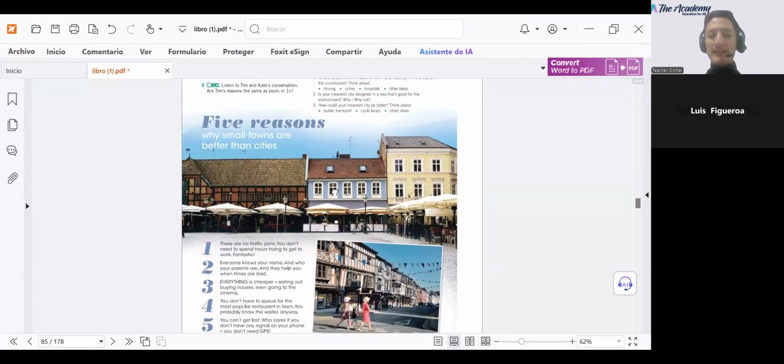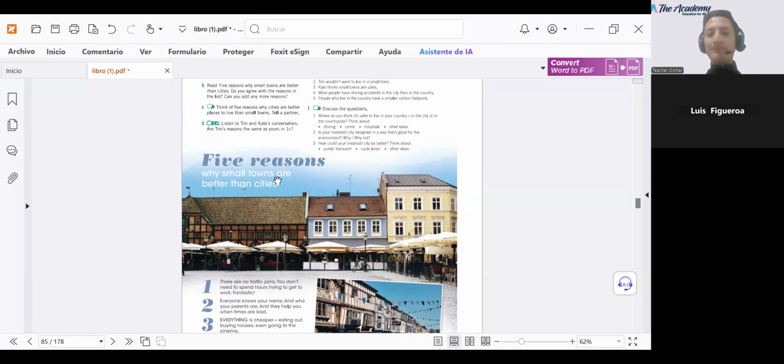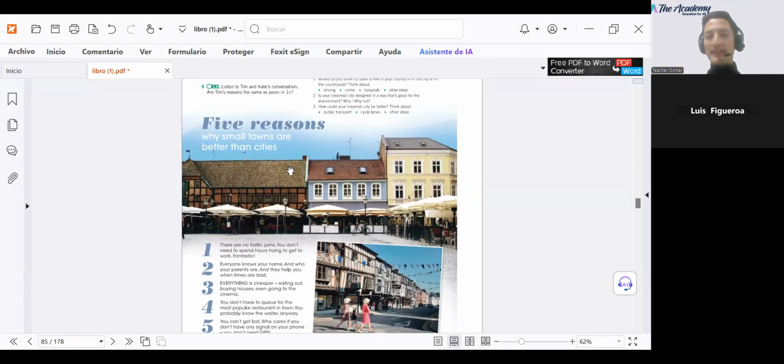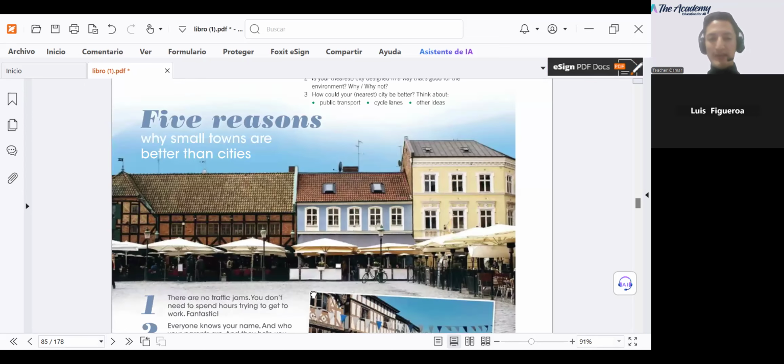Luis, in this part of the unit 7B, we were learning about the reasons why small towns are better than cities. Las razones por las cuales los pueblos pequeños, small towns, son mejores que la ciudad, are better than cities. What do you believe, Luis? Do you believe that cities are better or small towns are better? Cities are better. Excellent.